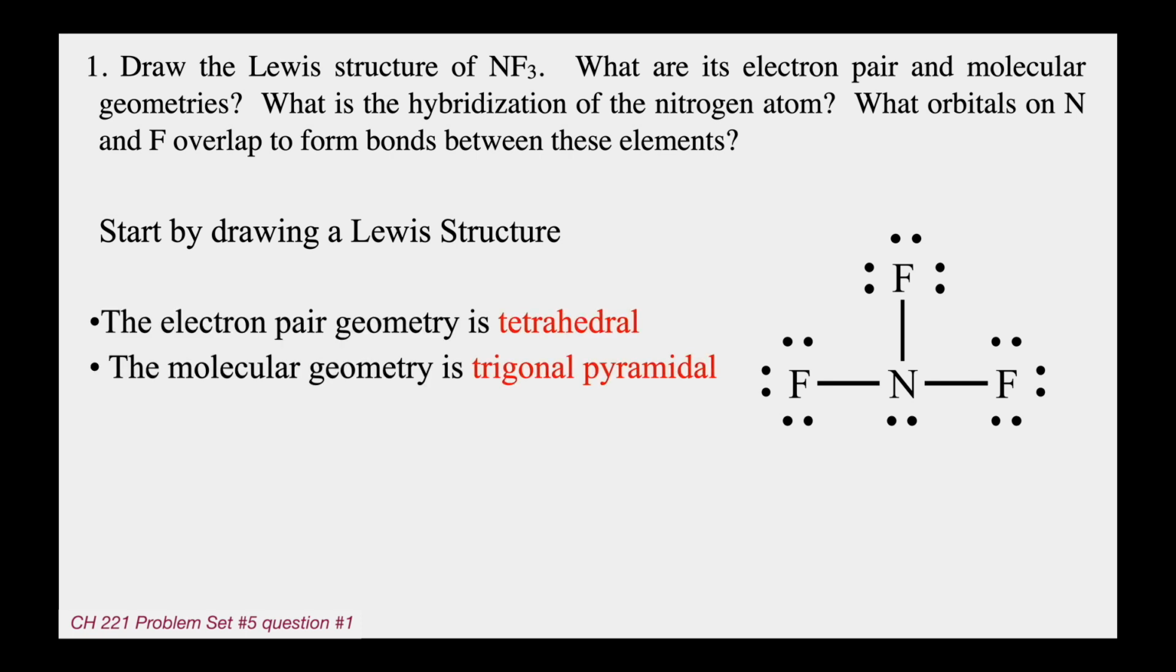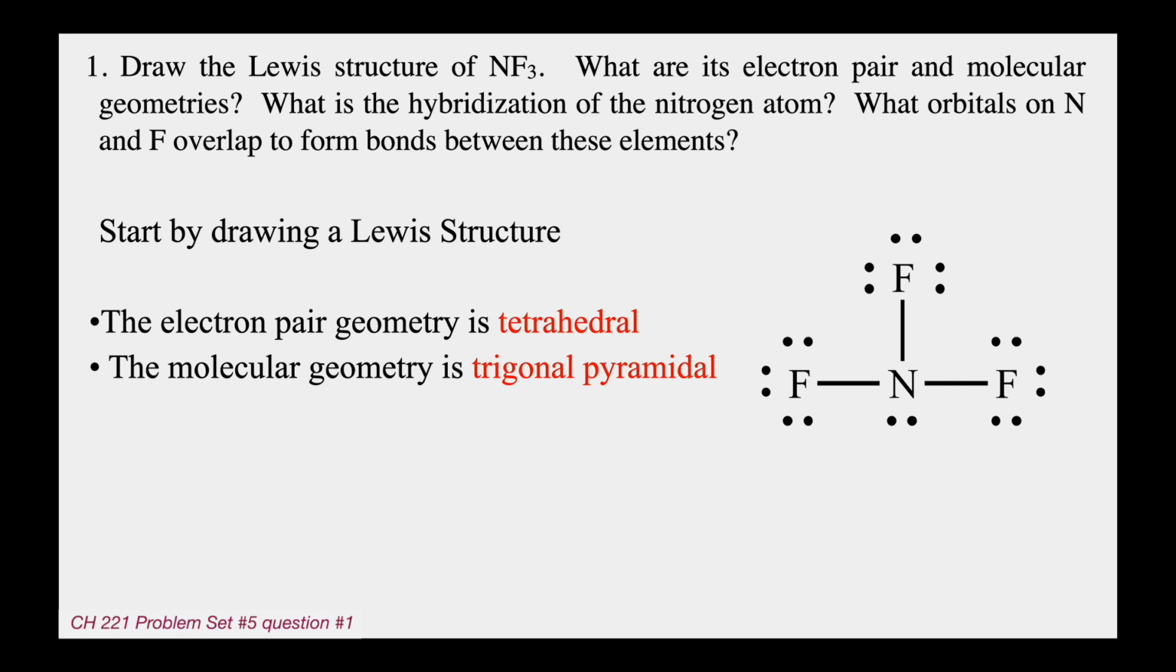All right. So this kind of stuff, I'm hoping, is a review from problem set 1. But again, if it isn't, don't be afraid to slow this down, pause the video, make sure that you can get these answers before we go on. Okay, so far we've got the Lewis structure, we have the EPG and MG. Next thing is the hybridization. And this is the new part now about problem set number 2.